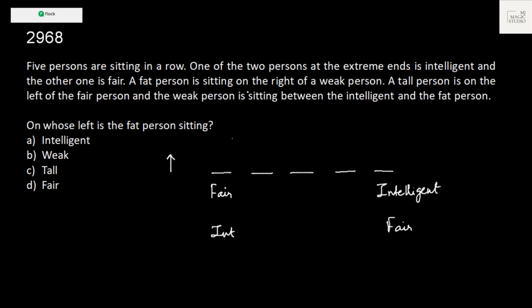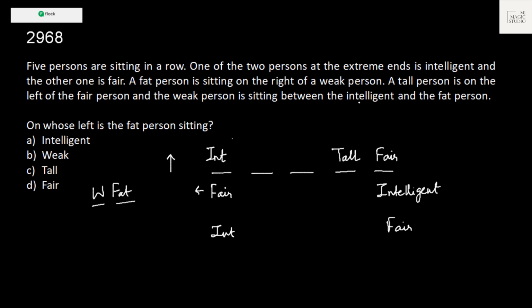A fat person is sitting on the right of a weak person. So we have weak and then we have fat like this. A tall person is on the left of the fair person. Left. That means here we cannot have the left. This is the actual fit. Here we have intelligent. Here we have fair person. Tall person is on the left of fair. He is tall and weak and fat.